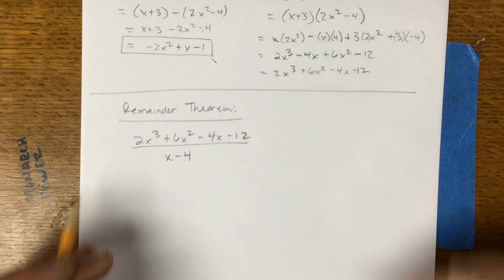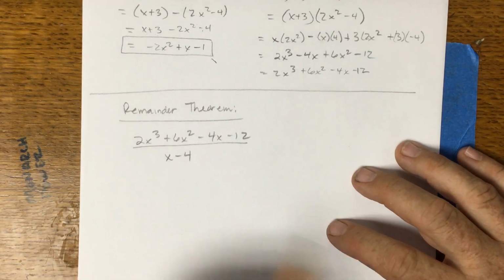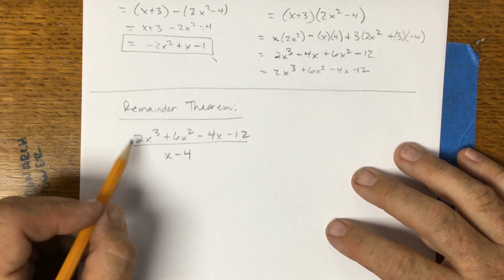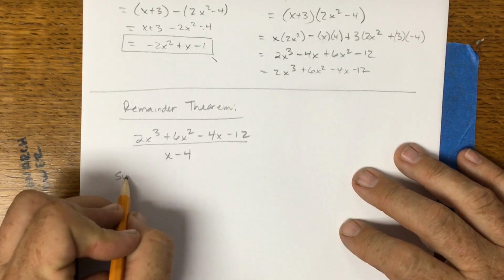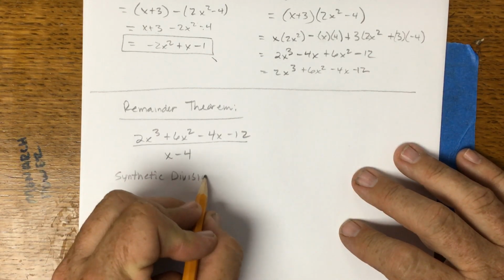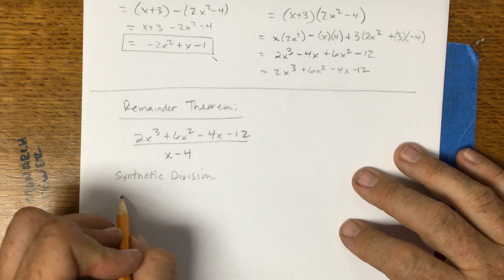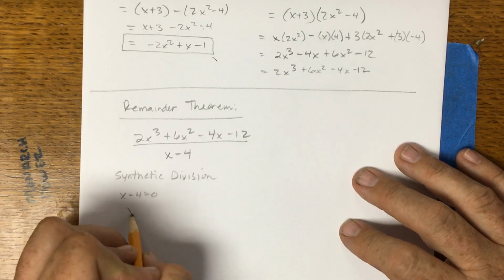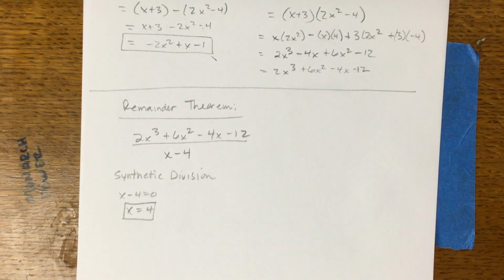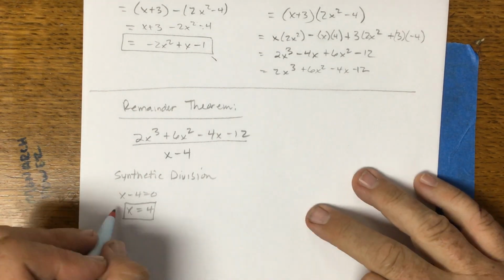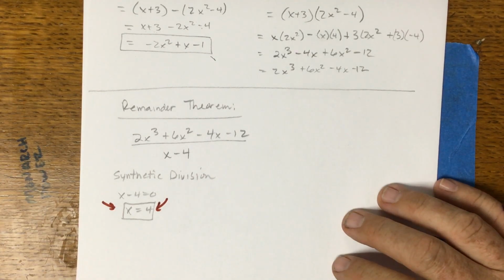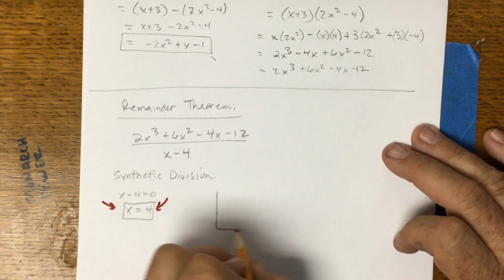So if I have this one here and I want to divide, we're just going to use synthetic substitution or synthetic division. And I'm going to take and set x minus 4 equals 0. So my x is equal to 4. That's a key step. So I want you guys to make sure that you know that this right here is the key step. You've got to change the signs. We got to set it equal to 0. So we're going to divide by that x value.